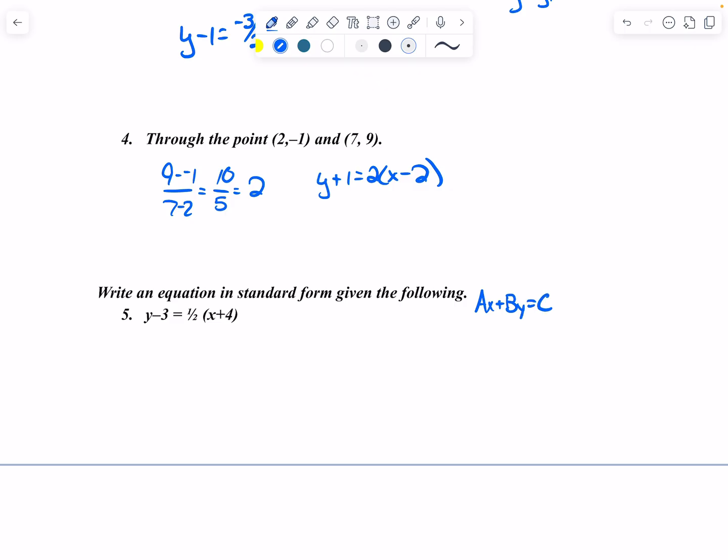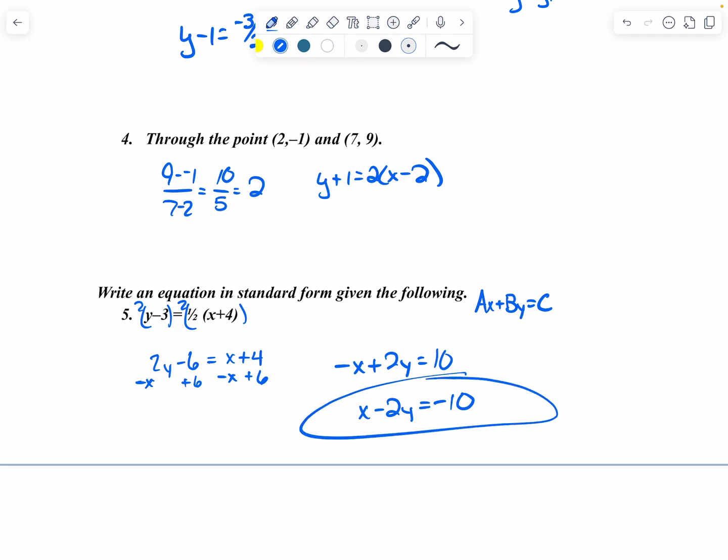When we do this, again, it doesn't necessarily have to happen first, but first thing I'm going to do is clear my fraction. So I have 2y minus 6 is equal to x plus 4. I'm going to move my 6 to the right. I'm going to subtract my x to the left, and I have -x plus 2y is equal to 10. But in standard form, we want that leading coefficient to be positive. So I'm going to distribute a negative through the entire equation, and this is what I should get for my answer.